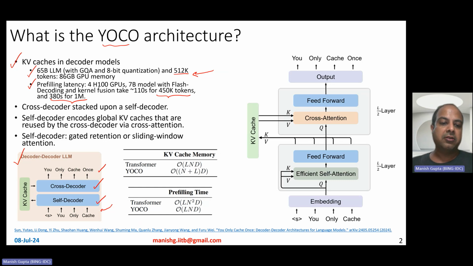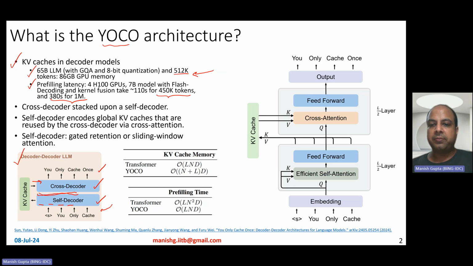Now, this self-decoder generates the keys and values at every position. And these same keys and values, in fact the ones generated for the last layer, are used by this cross decoder. Okay. Now, how this works is explained in much more detail in the picture on the right side.